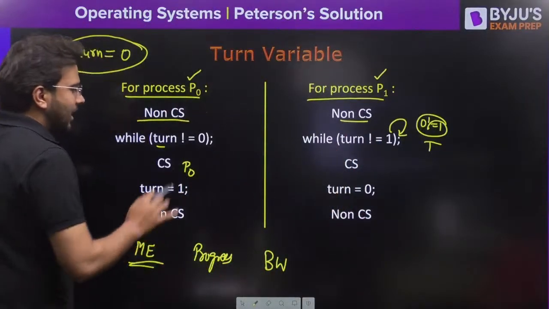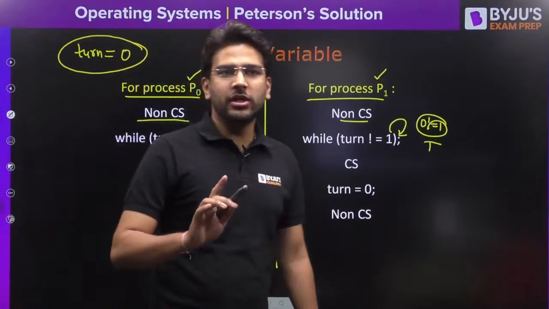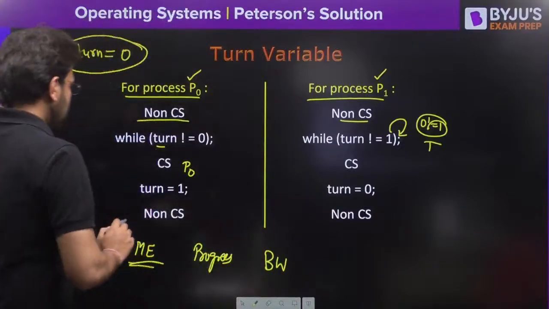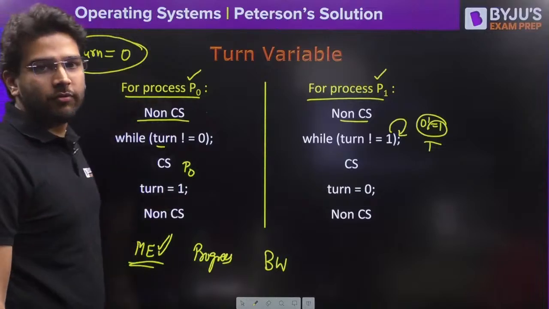So, can we say that at a time only one process is allowed to enter the critical section? Yes or no? Everyone? So, yes, mutual exclusion is satisfied in this case of the turn variable.